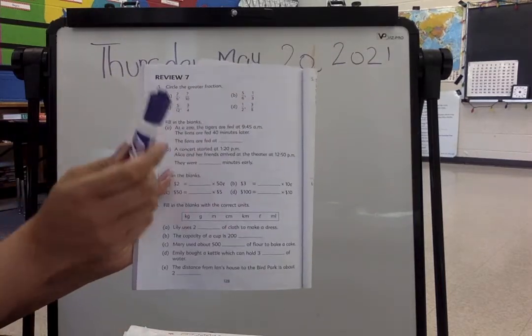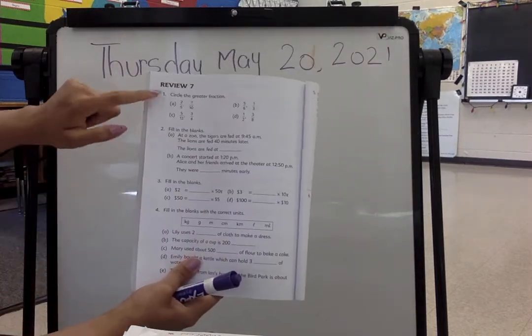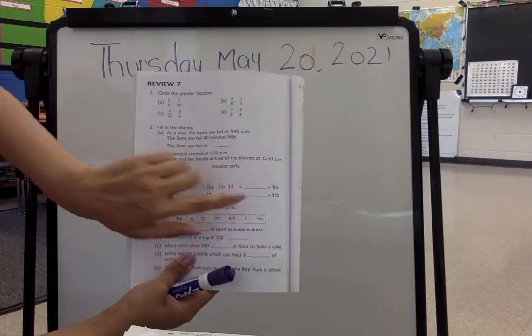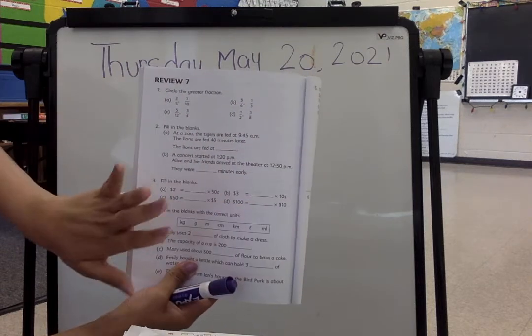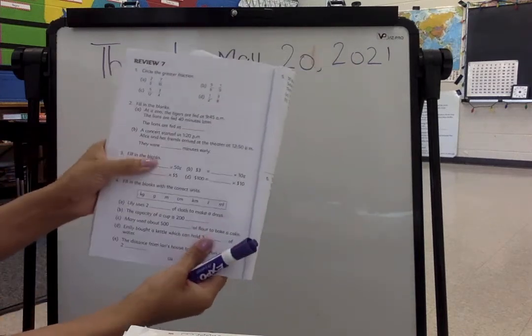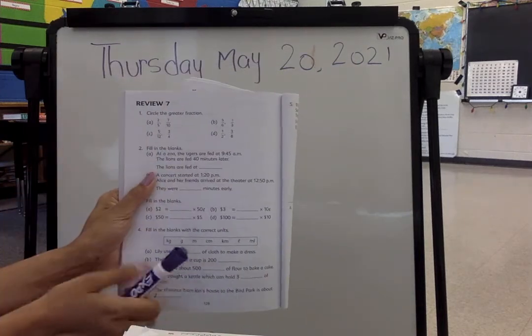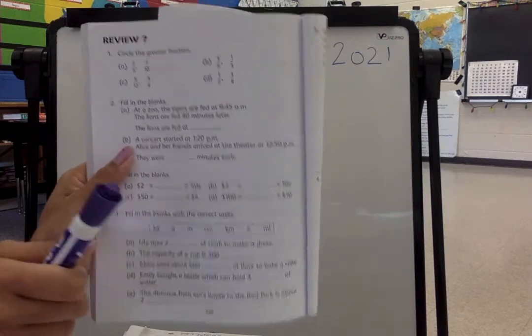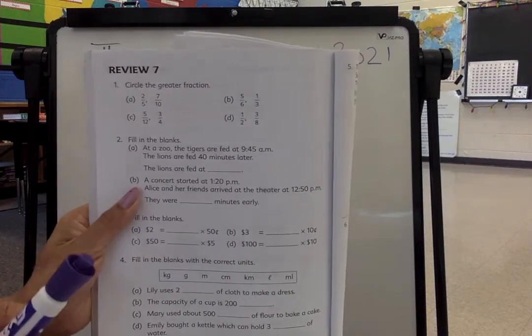Today in our math we are working in our workbooks on review 7. We are only looking at questions 1, 2, and 3, okay? And then for Friday we complete the rest of the work, okay? So let's get started. Our first question is circle the greater fraction, right?